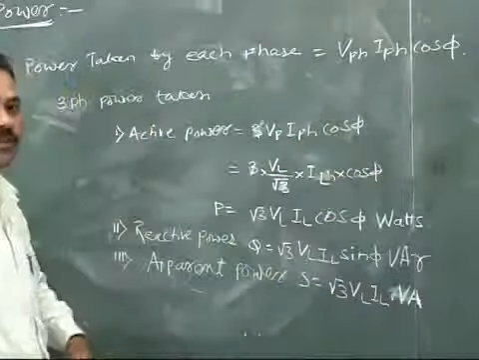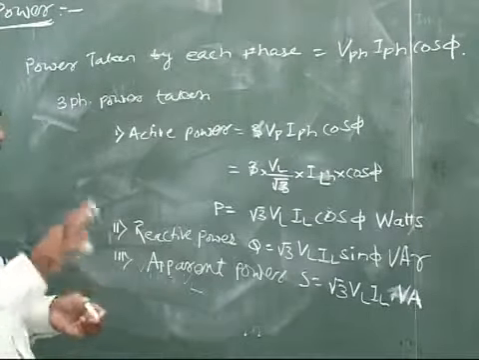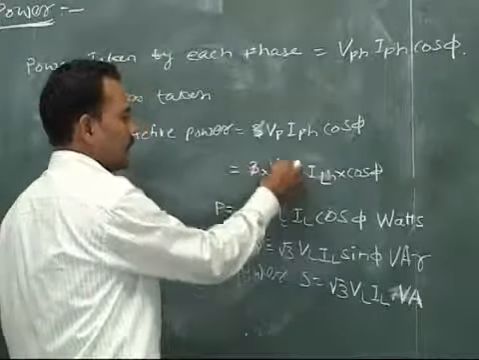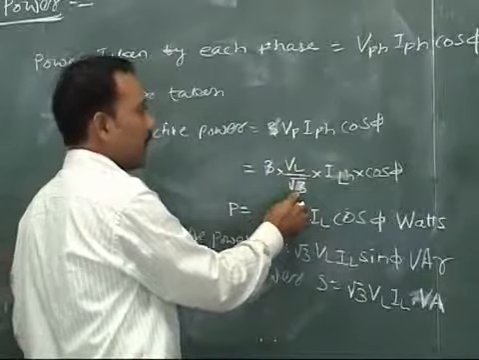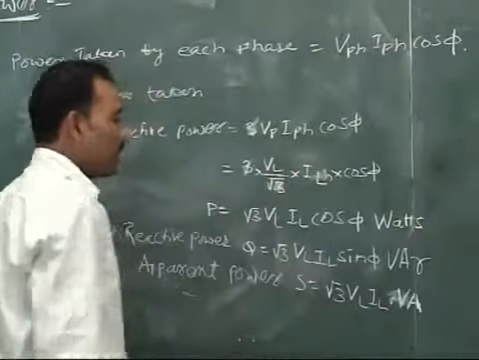As we know the relations of the line voltage and the phase voltage, and line current and the phase current, in case of the star and the delta. If you consider the star, in that case you will get the phase voltage is VL by root 3. If you take the delta, in that case IPH is equal to IL upon root 3.